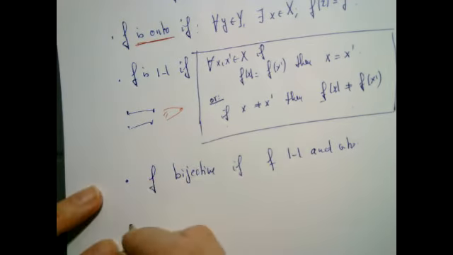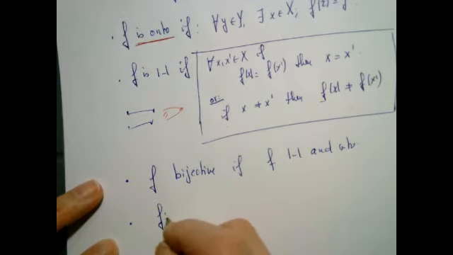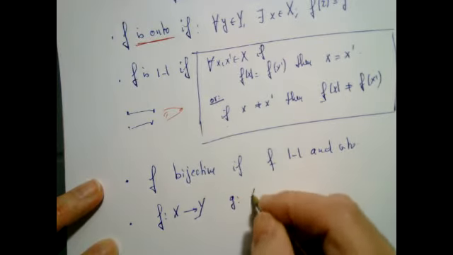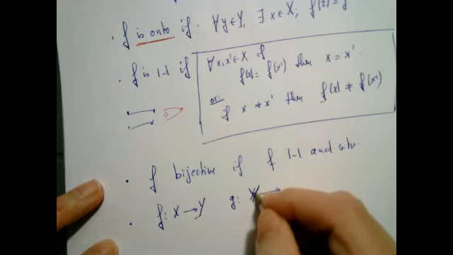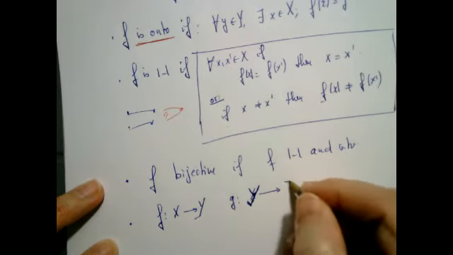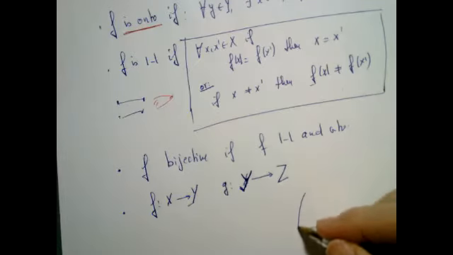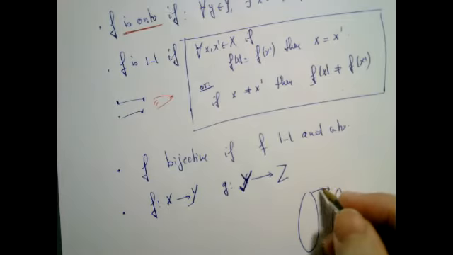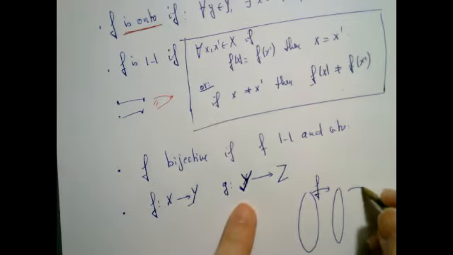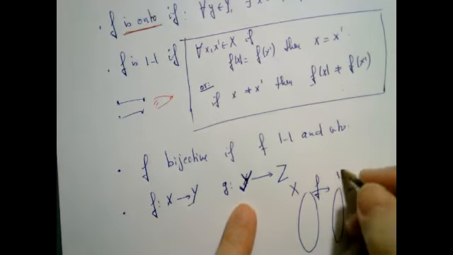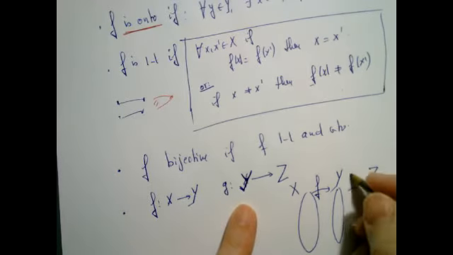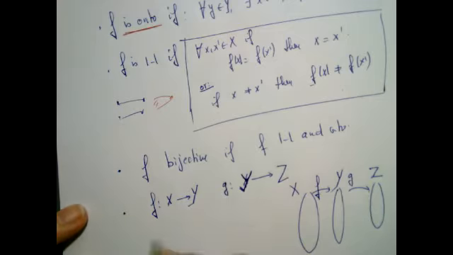And then we define the composition of two functions. So we have a function from X to Y, and we have one from Y to Z. So that was the picture. I have a function F from X to Y, so this goes from here to here. And G, so this is my set X, this is my set Y, and this is my Z. And we define the composition G composed with F.